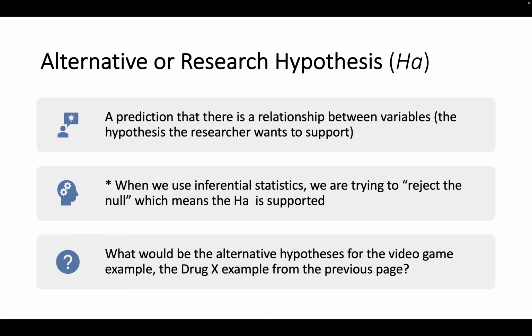So back to our real life example. For our video game violence example, if our null hypothesis is that there will not be a relationship between video game violence and aggression, what is our alternative or research hypothesis? Well, it is that there will be a relationship between video game violence and aggression. For the drug example, if our null hypothesis is that those taking drug X will not differ from the placebo group, what is our alternative hypothesis? That those taking drug X will differ from those taking the placebo. And we're going to work a few more examples of this so that it's very clear to everyone.